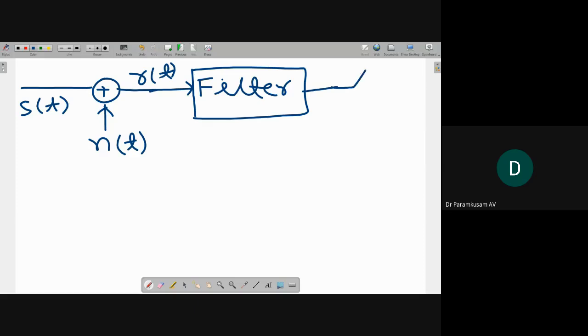Now you take the sample at t is equal to capital T. Then suppose this is y of t, this is y of capital T. So this is a diagram.